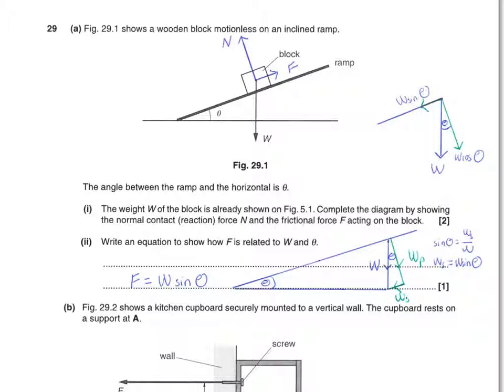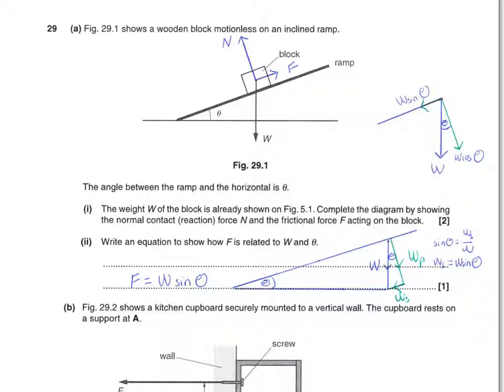First question is asking us to add the normal contact force and the frictional force to the diagram. In physics, the word normal means perpendicular or at right angles to. So here is the normal contact force at right angles to the surface of the ramp. And friction is acting up the ramp so that it is opposing any motion if it were to slide downwards.